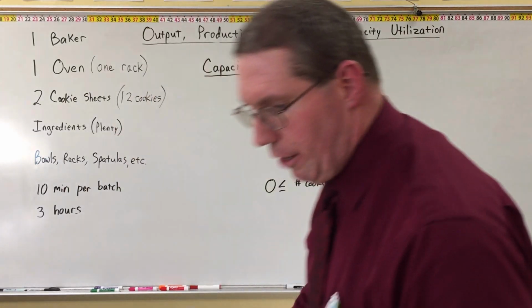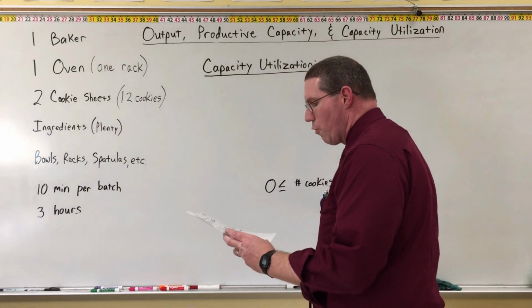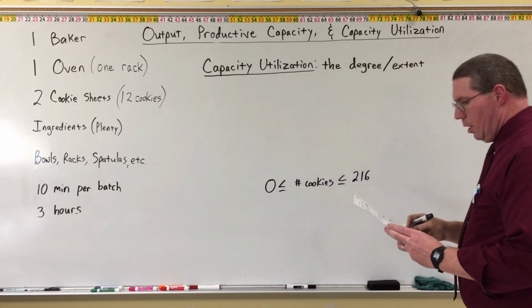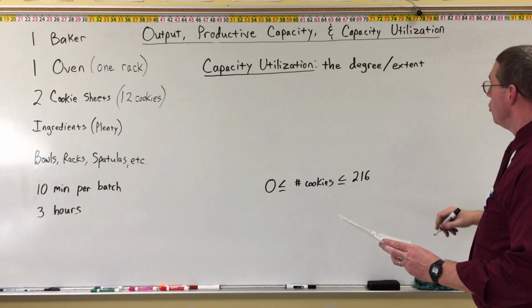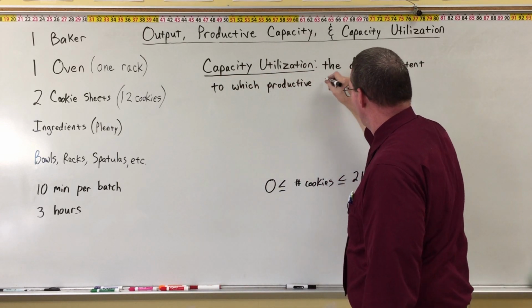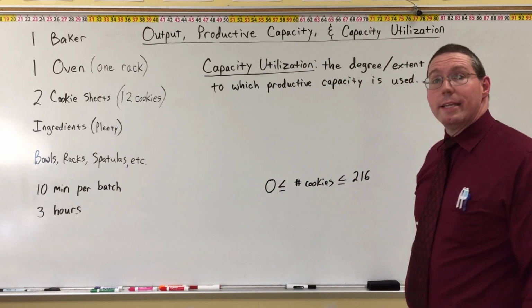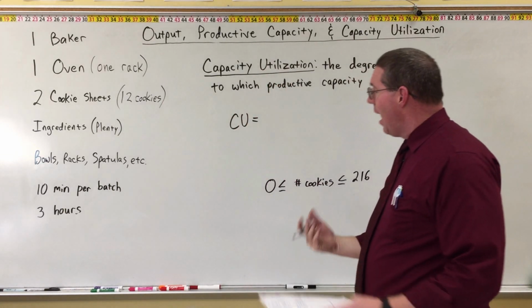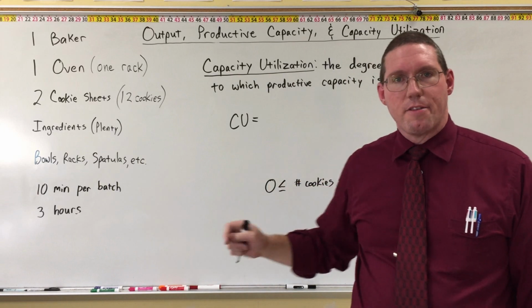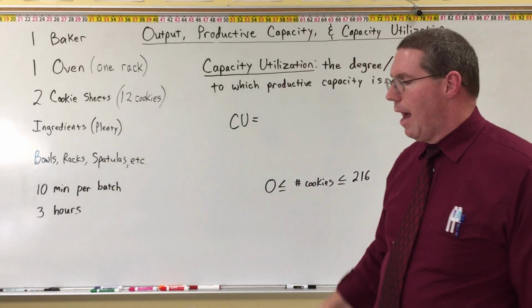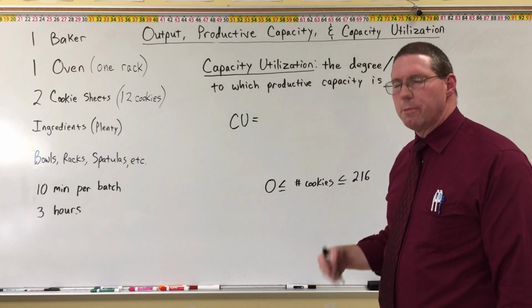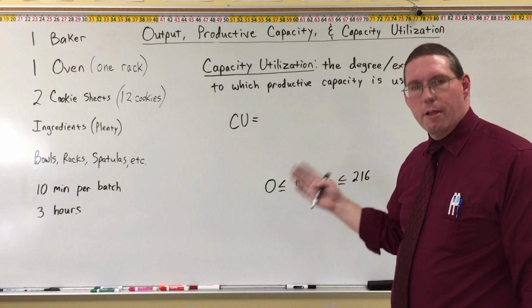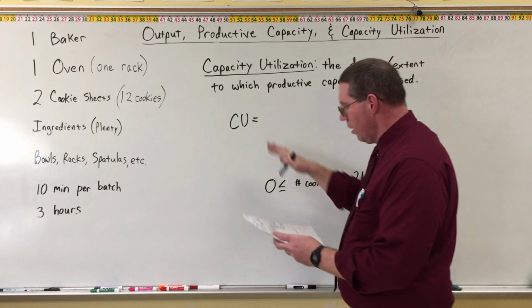All right? So I'm going to give you a definition here for capacity utilization. It's the degree or extent to which productive capacity is used. And you can calculate this very simply. Capacity utilization is equal to, now I'm really only giving you this formula as a conceptual thing. I may ask you to calculate capacity utilization, but for the most part, it's not something I'm going to have you calculate. It's more of a conceptual formula than it is a practical formula, okay?